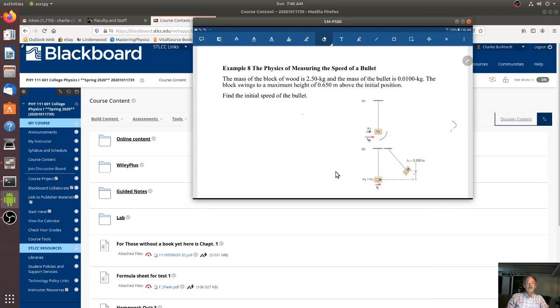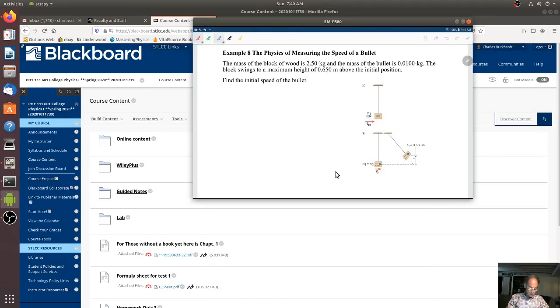So this is really a standard problem. It's in every physics class at this level, and it's in the same chapter. The problem breaks up into two parts. This first part, when the bullet strikes a block and embeds itself in it, is an inelastic collision.